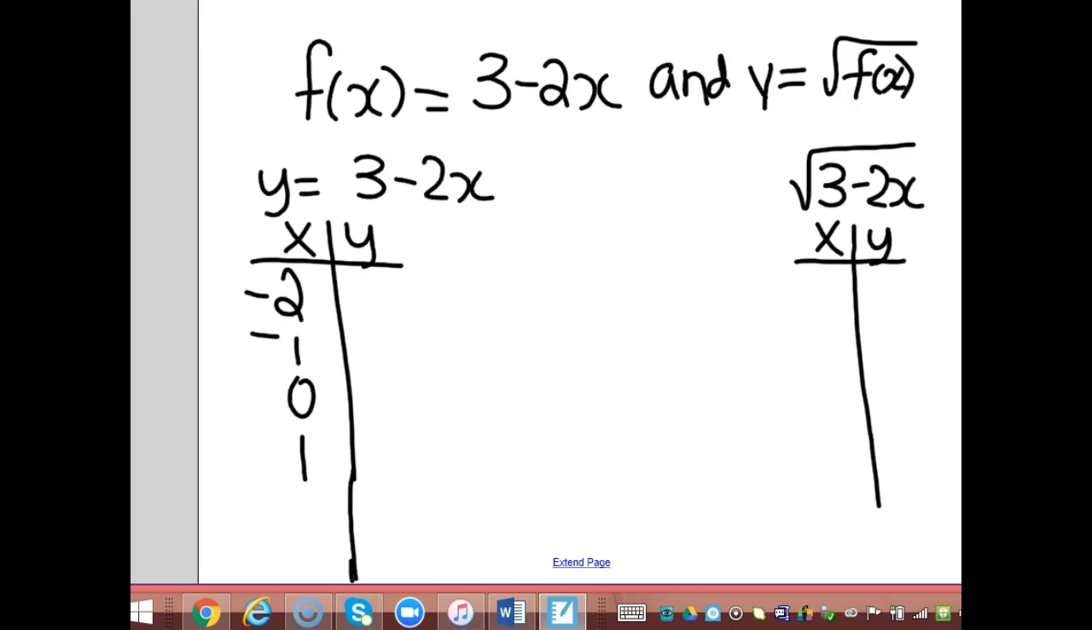So if I put negative 2 in for x, I get 4 plus 3 is 7. If I put negative 1 into the equation for x, we would get 3 plus 2, that's 5. And we keep filling the table out. If x was 0, then we're left with 3, and if x is 1, then we're left with 1.